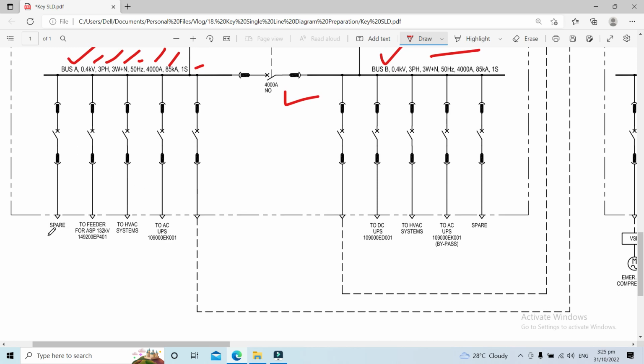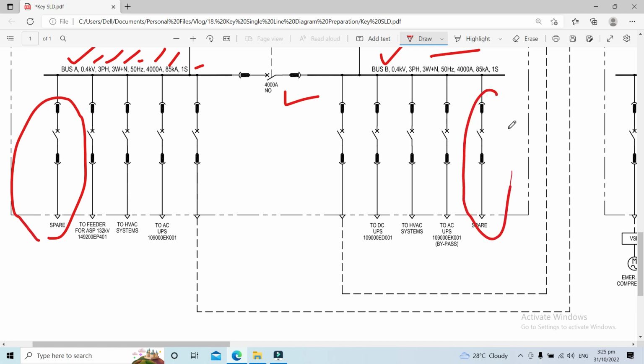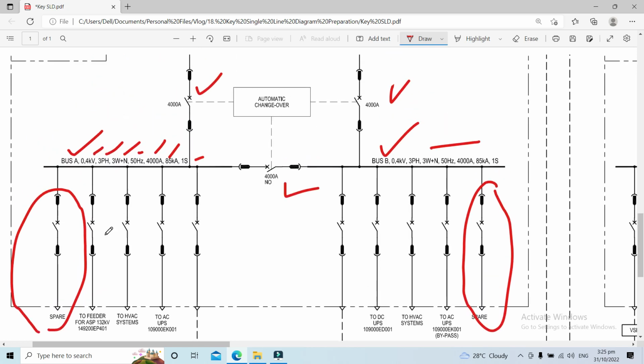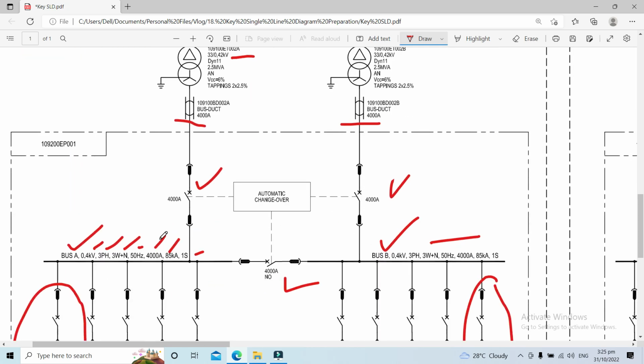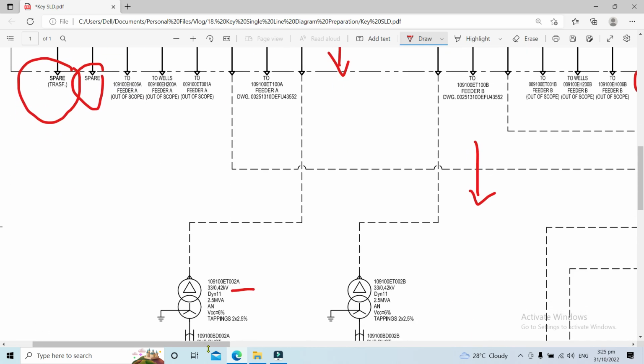It's good practice to provide spare feeders from both sides, bus A and bus B. And these are the outgoing feeders of our LV switchgear. So we have 3 LV switchgear here.